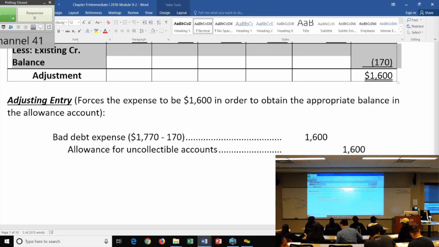Now, the net realizable value is $8,230. That's the cash realizable or net realizable value: accounts receivable minus the allowance. So that's the balance. Any questions on the allowance method using the aged trial balance so far?